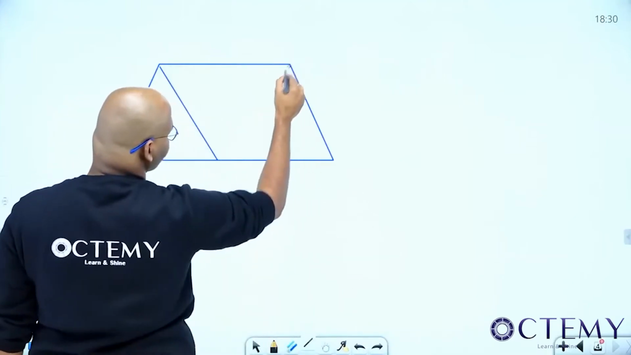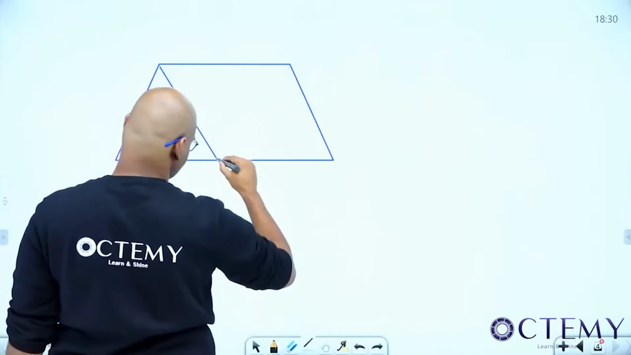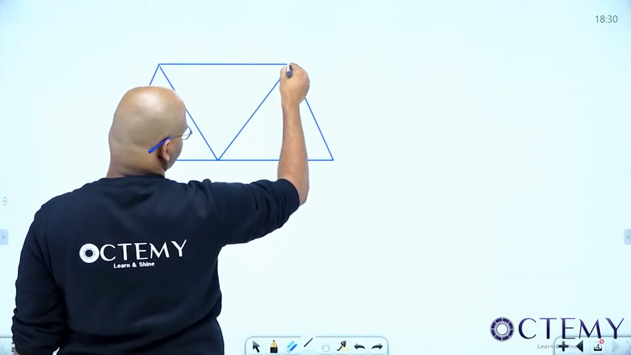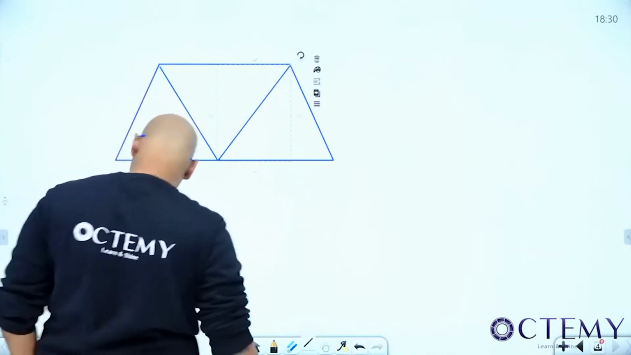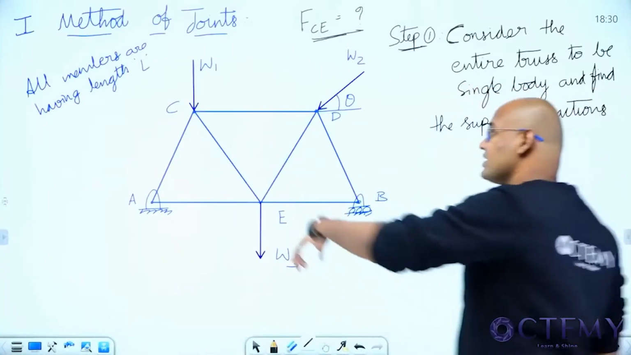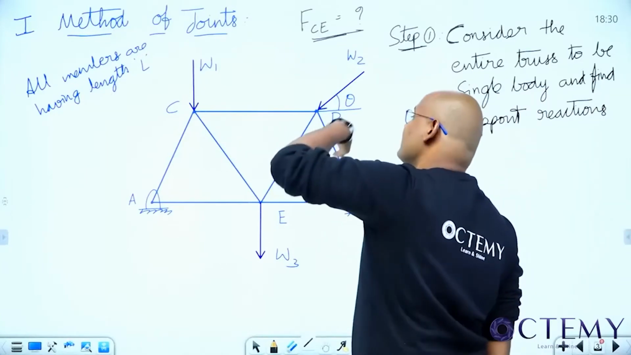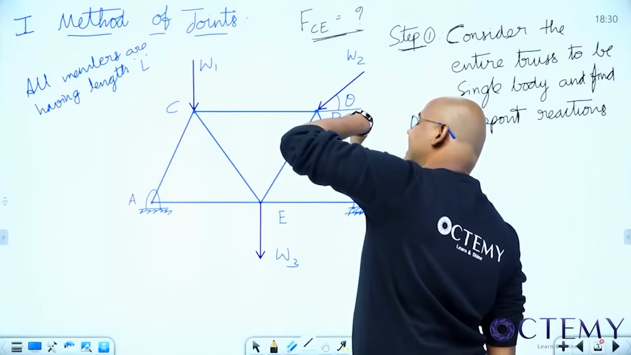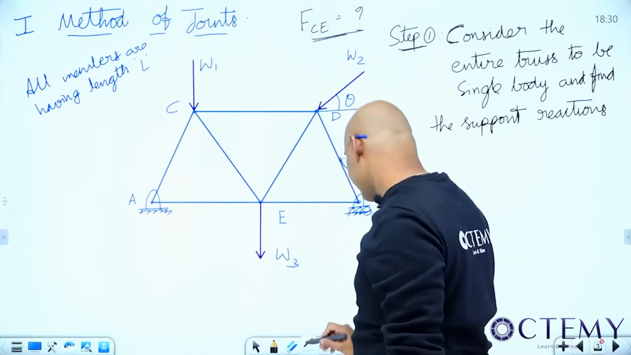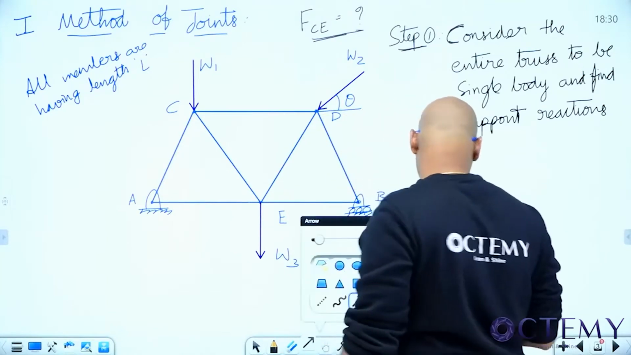Free the body from everything and draw the sketch. Done. Next, actions. What are the actions? There's a load W1 acting at C. There's one more load W2 making an angle theta with the horizontal. There's one more load W3 acting at E. Now I will take all of them at a time.